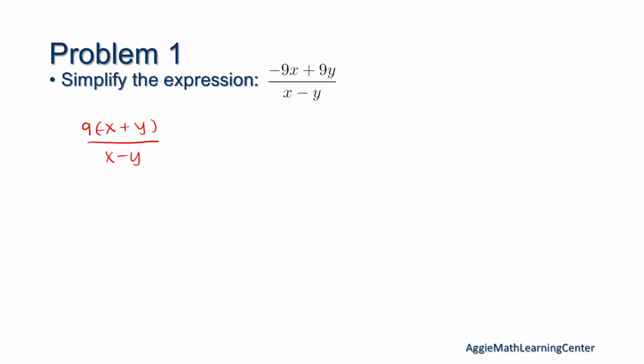So I need my signs to be different in the top in order to cancel anything out. So I'm going to also pull a negative out of every term in the top. So I'm going to go negative 9 and then x minus y divided by x minus y, and then those two terms cancel each other out, and I'm left with negative 9.